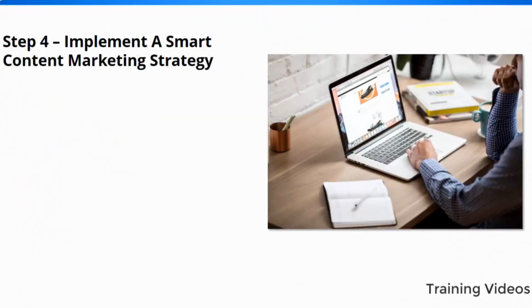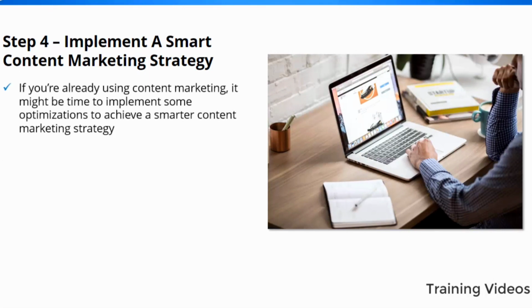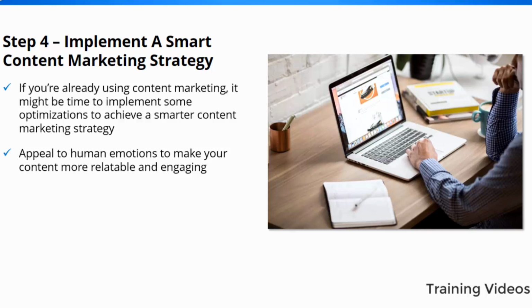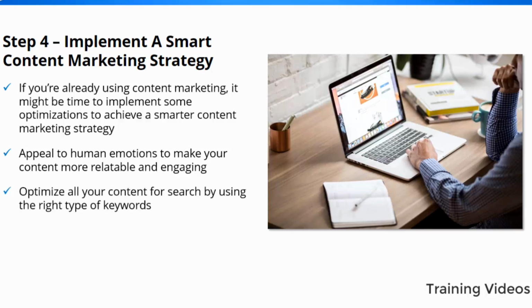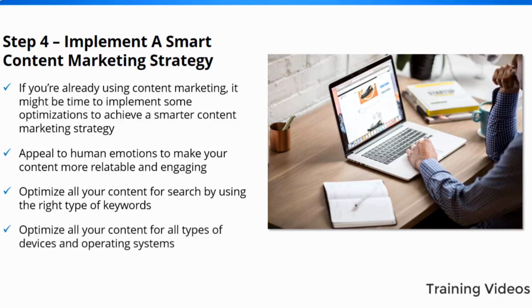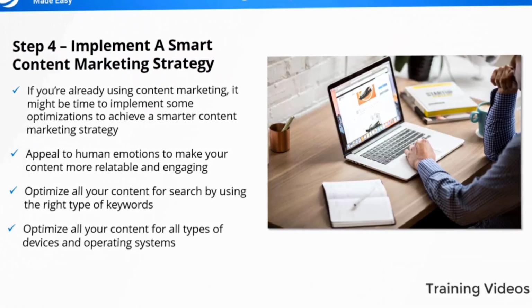Step number 4, implement a smart content marketing strategy. If you're already using content marketing, it might be time to implement some optimizations to achieve a smarter content marketing strategy. Whether it's video, articles, or visual discovery, some elements that you have to implement to enhance your content are: appeal to human emotions to make your content more relatable and engaging. Use humor, drama, and nostalgia to hit your audience's core emotions. Optimize all your content for search by using the right type of keywords. Optimize all your content for all types of devices and operating systems.